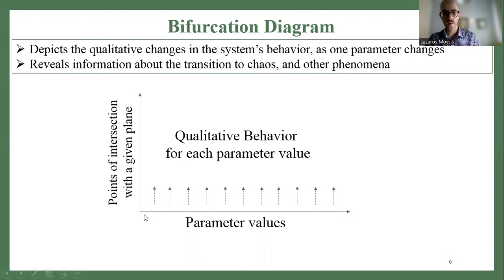So in the bifurcation diagram, on the horizontal axis we have the parameter value we want to study, and on the y-axis, we try to depict the qualitative behavior for each parameter value. And we do so by plotting the intersections of the trajectory of the system, of the attractor if you like, with a specific plane of interest.